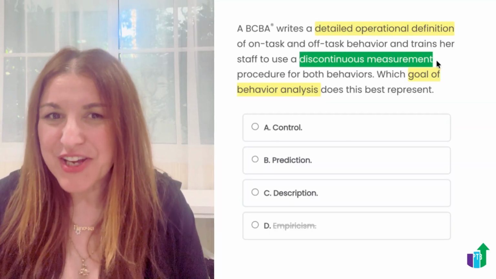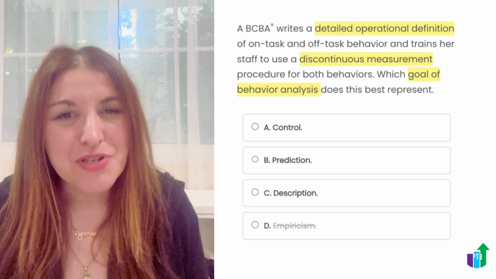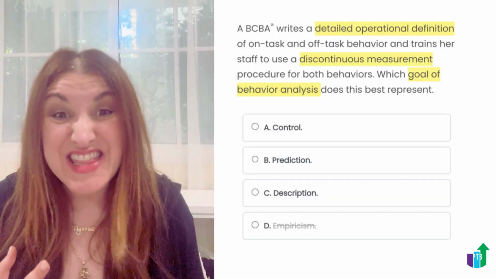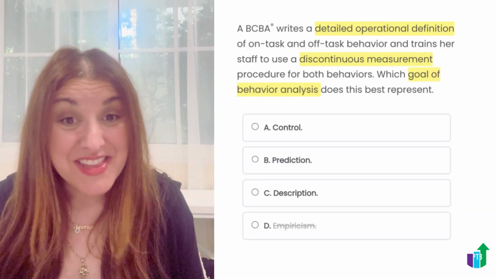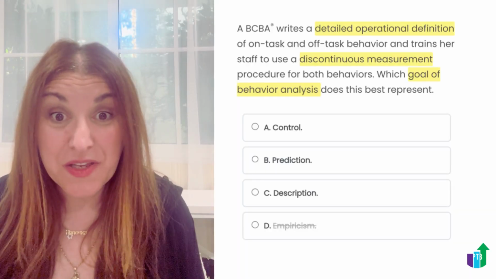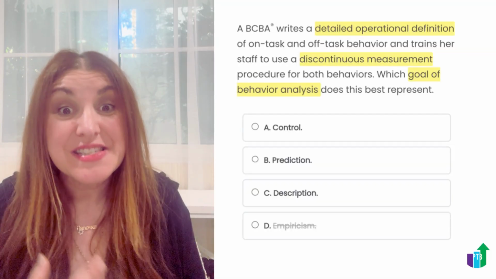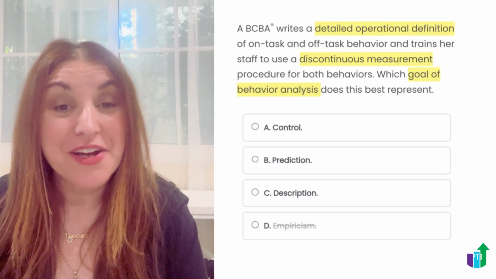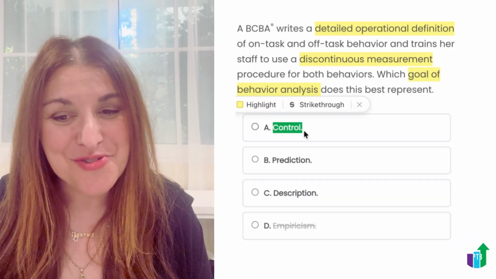So is it A, control? I don't think so, because control is about establishing functional relations. And that means that you've got to manipulate variables to see their effects on the dependent variable. And there's nothing like that going on here. Nothing's being manipulated. We're just operationally defining a behavior and then systematically measuring it. No control is being established here, which is great. I can confidently cross out control.